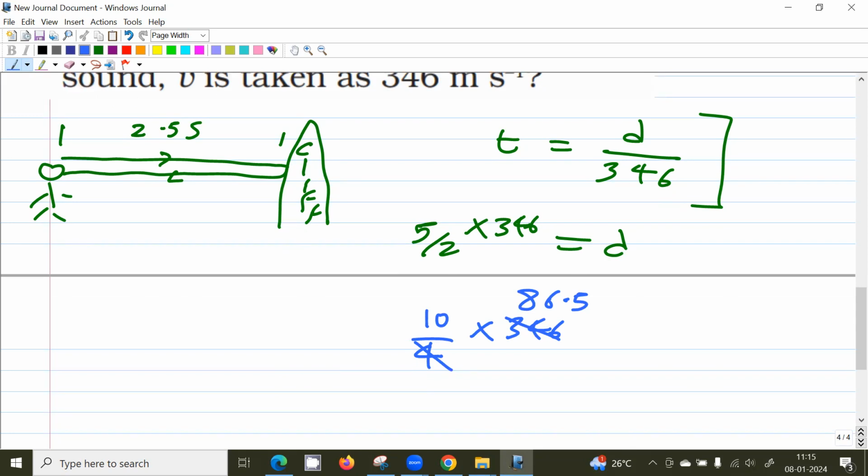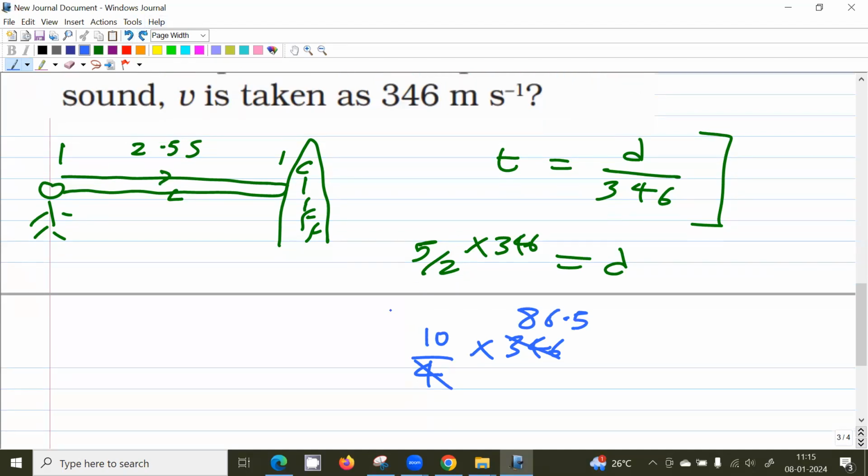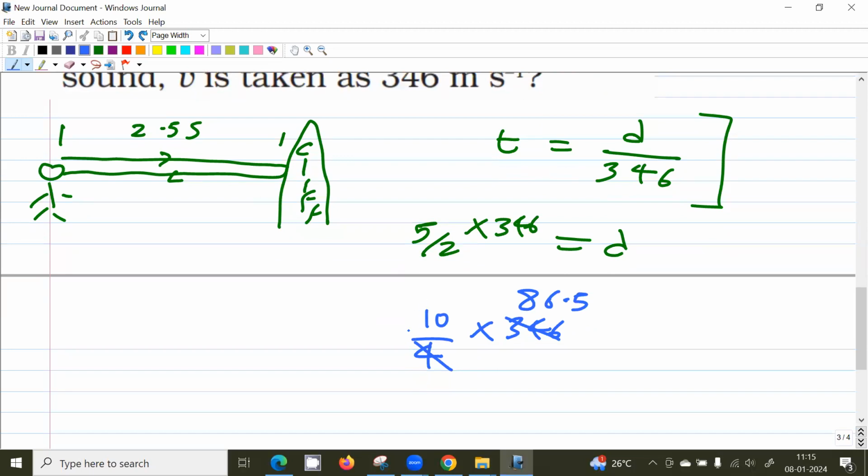Sir, how is it 10 by 4? It is 2.5 seconds, right? Yes, sir. 5 by 2 into 2. And 5 by 2 is nothing but 10 by 4. Multiply and divide by 2. Okay, sir. That is 10 by 4.